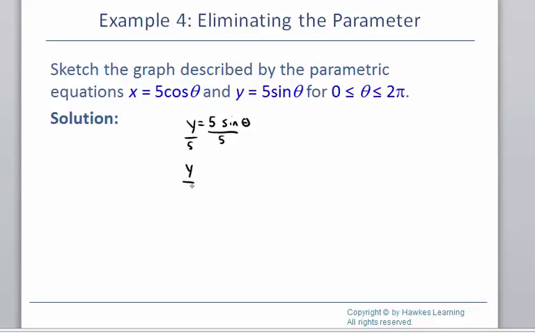And so we have as our expression y over 5 is equal to sine theta. Now remember that sine, by definition, is the opposite side over the hypotenuse. And so what we have now are two sides of a right triangle. So let's sketch out that right triangle. I'm going to put the angle that we're looking at down here in the bottom right. And so I know that the opposite side is y and the hypotenuse is 5.